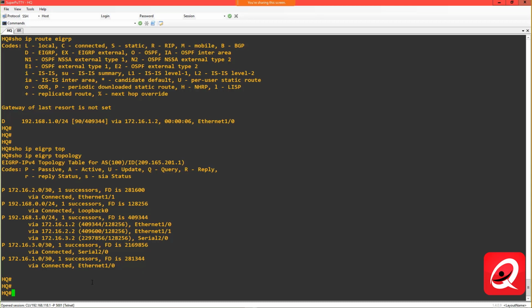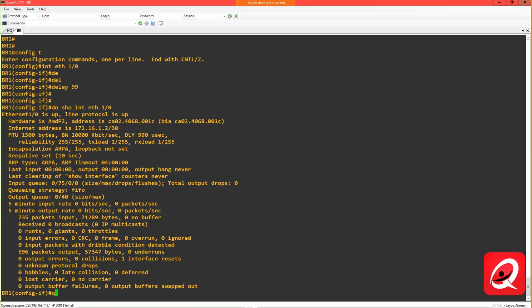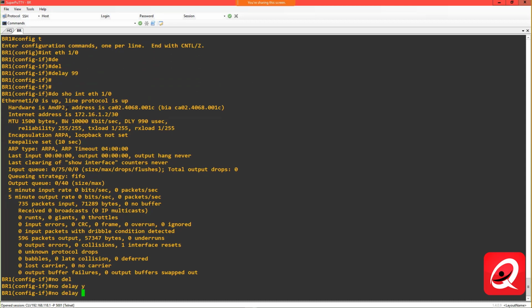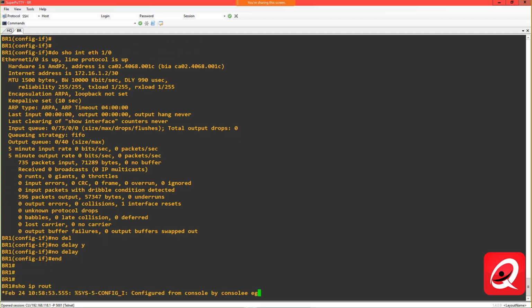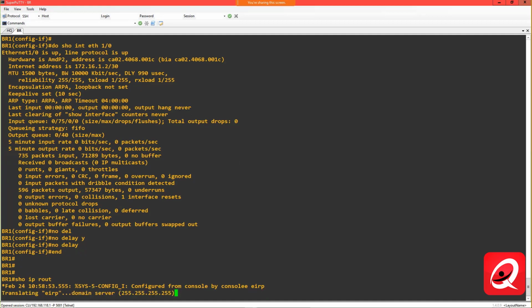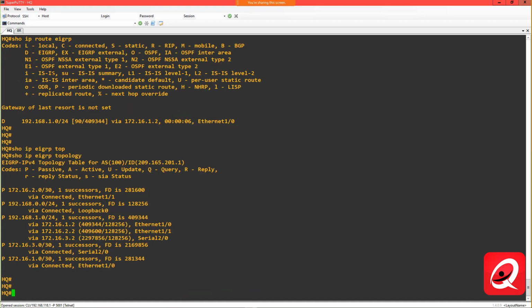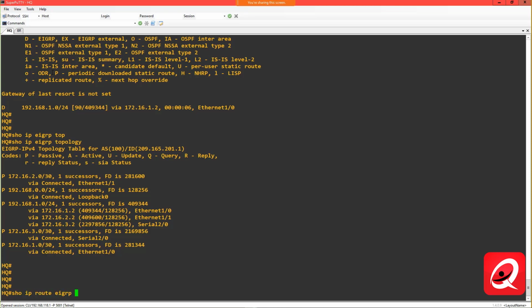let's create an offset list. I'll just do it on the branch side. Oh, actually, you know what? Let me do one more thing I wanted to show you. Let me do a no delay here, just to show you what happens. So if I do a show IP route EIGRP, oops, I'll do it on the other router first. All right, show IP route EIGRP.